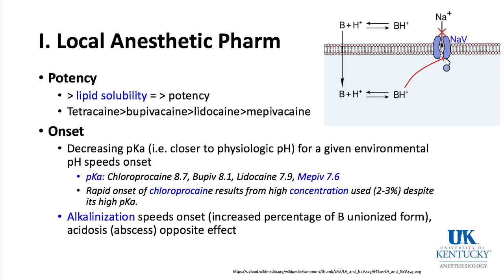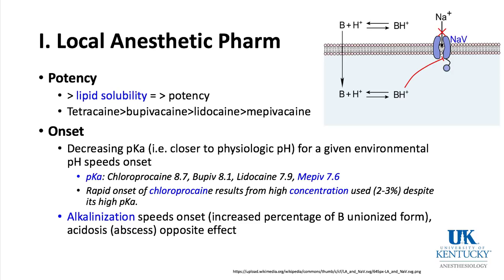We can alkalinize a local anesthetic, adding bicarbonate to speed the onset, because when you add bicarbonate to a local anesthetic, it increases the percentage of the unionized form, and it crosses lipid membranes and has its effect faster. So bicarbonate added to a local anesthetic is used to speed the onset.